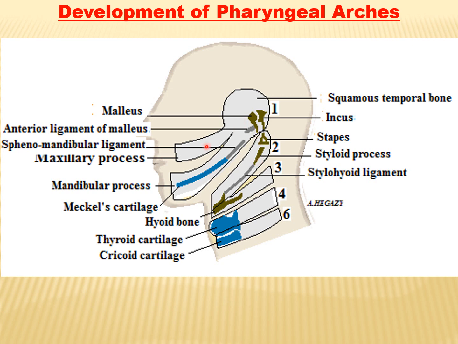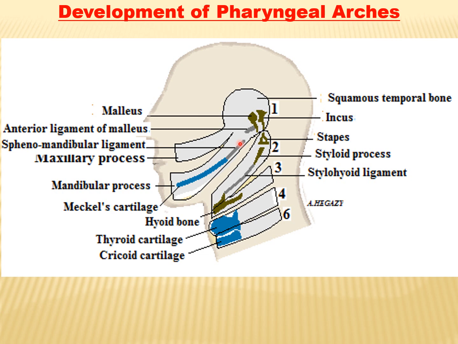Again, the first pharyngeal arch derivatives regarding the skeletal element are the maxilla, palatine bone, mandible, Meckel's cartilage, squamous part of temporal bone, malleus, incus, anterior ligament of malleus, and sphenomandibular ligament. These are the skeletal elements derived from the first pharyngeal arch.